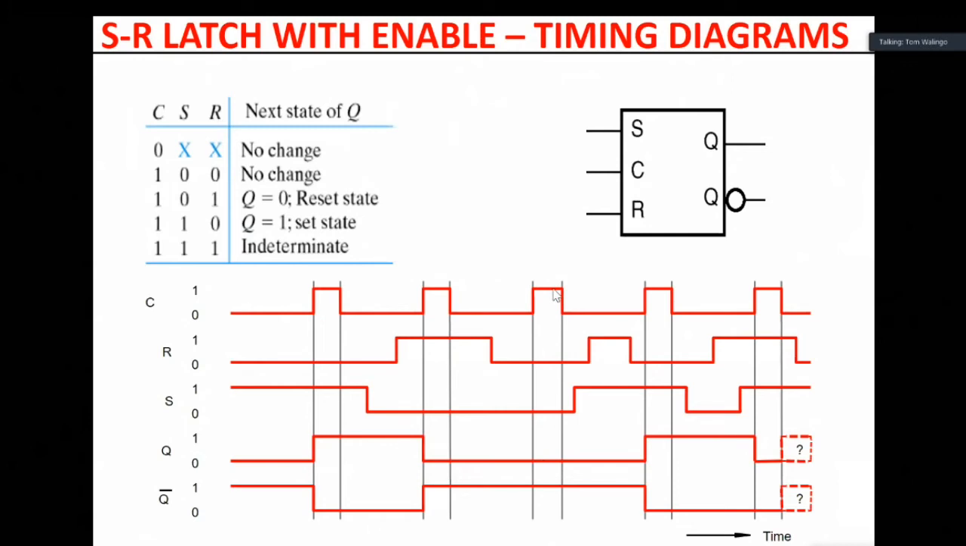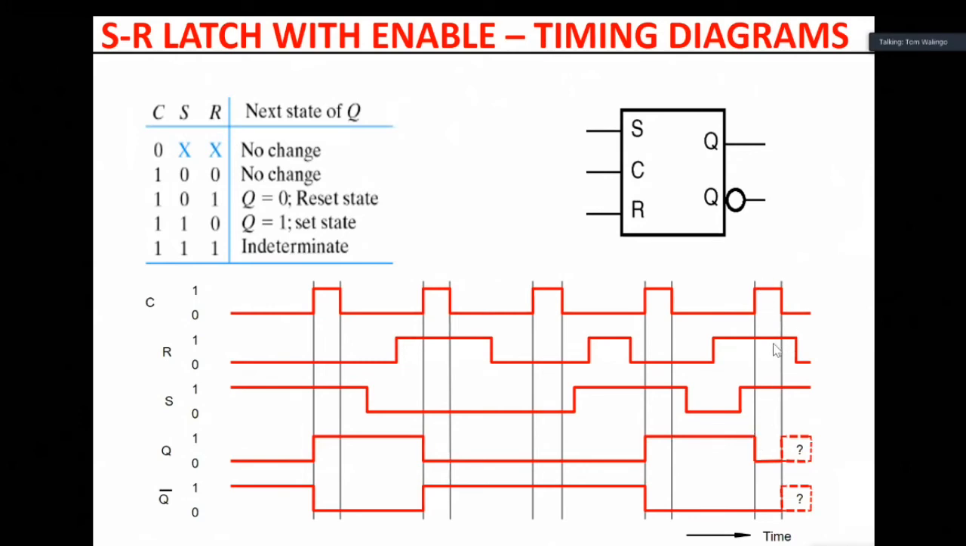When the enable is 0, it is in memory. So it will be in memory here, and from here up to here is memory because of the enable. Then here it is enabled. Set is 1, reset is 0, so it will be set up to here. Up to there, it is in memory.